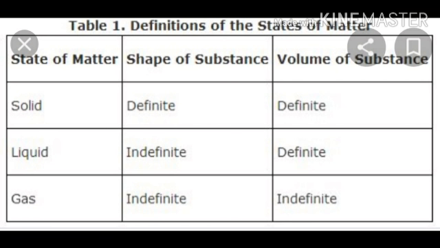In lower classes you learned solids, liquids, gases, shapes and volumes. In the case of shape, solids have a definite shape and liquids and gases have an indefinite shape. In the case of volume, solids have a definite volume and liquids have a definite volume, whereas gases have an indefinite volume. And a liquid doesn't possess any shape of its own, but takes the shape of the container.